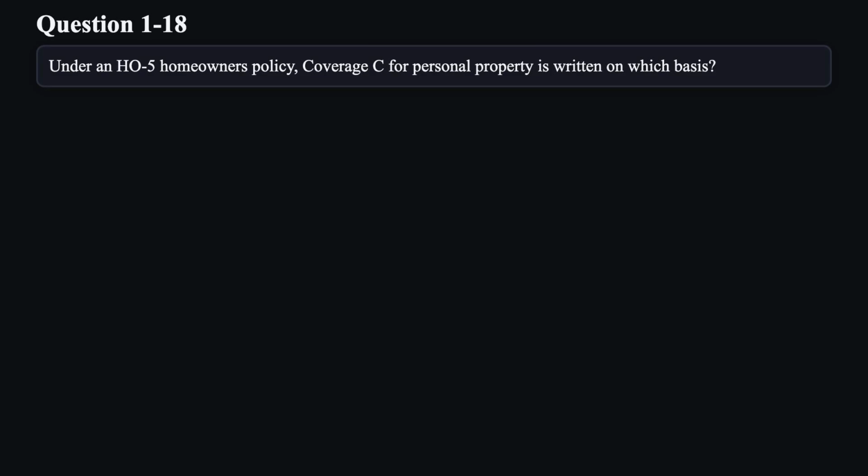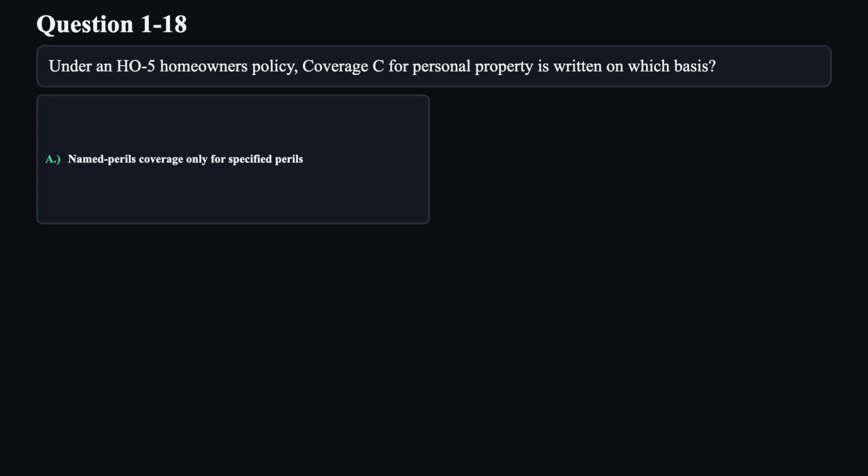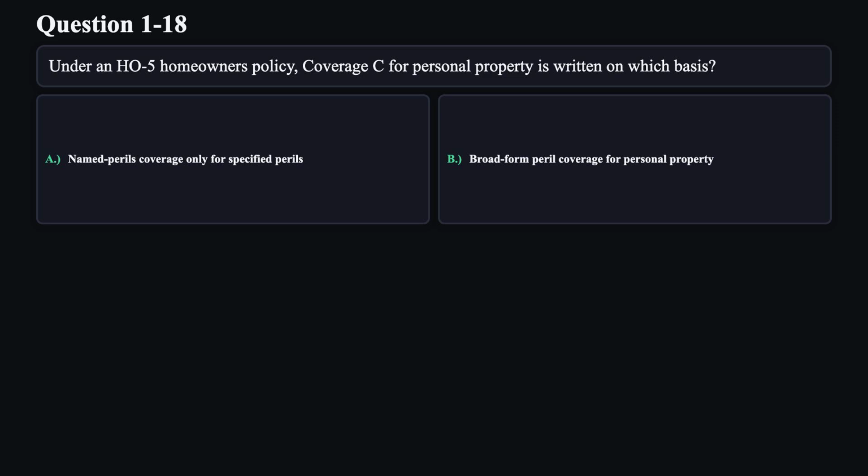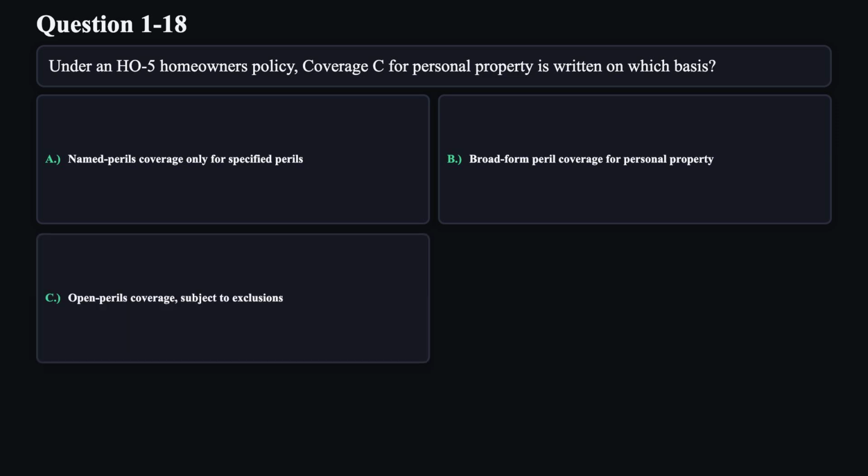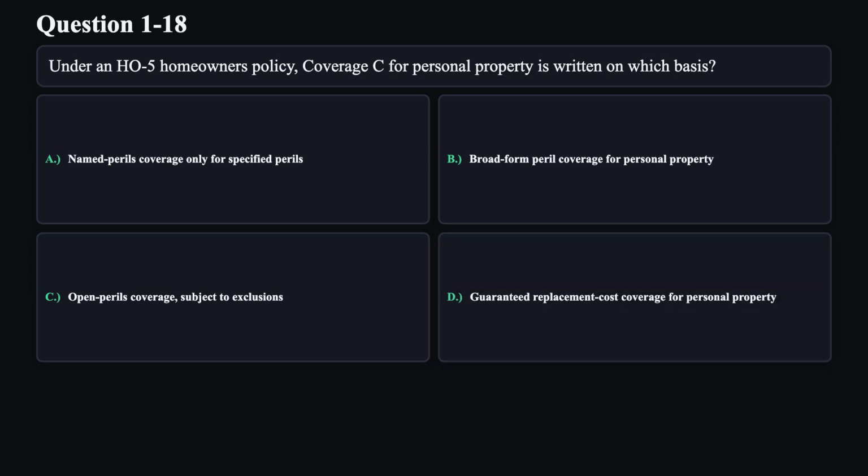Question 18. Under an HO5 homeowners policy, coverage C for personal property is written on which basis? A. Named perils coverage only for specified perils. B. Broad form peril coverage for personal property. C. Open perils coverage subject to exclusions. D. Guaranteed replacement cost coverage for personal property.